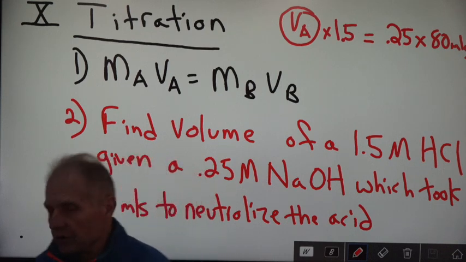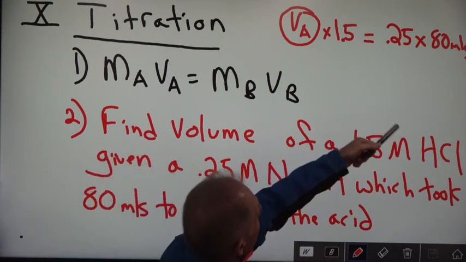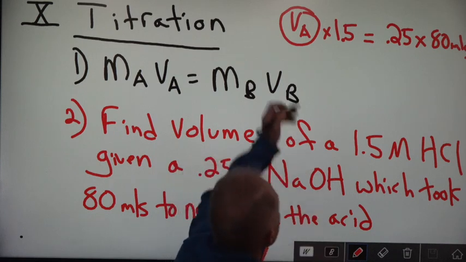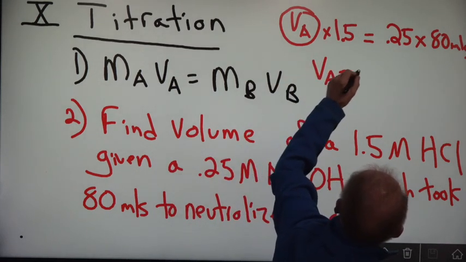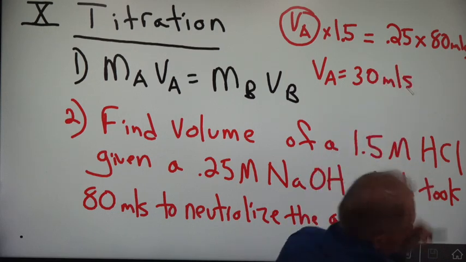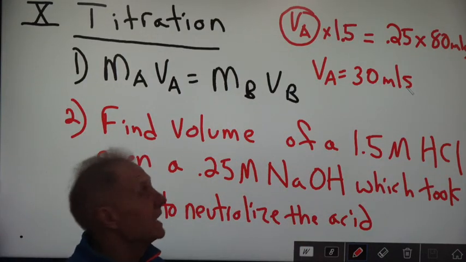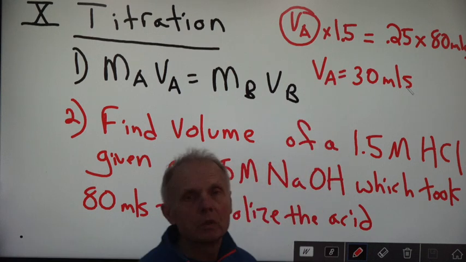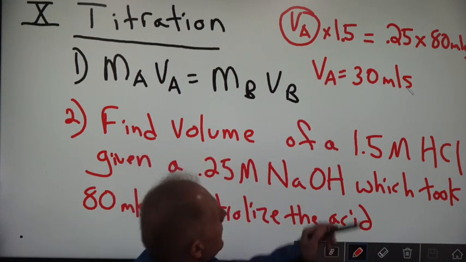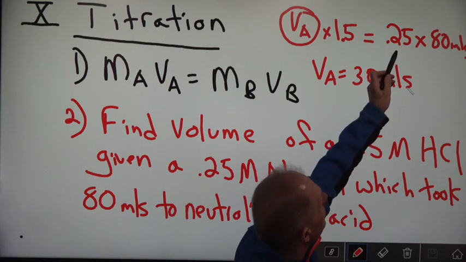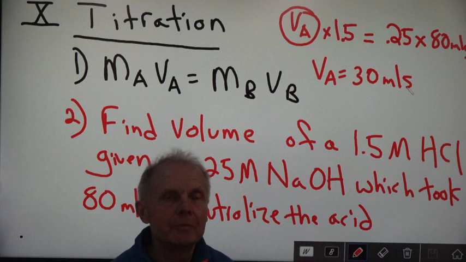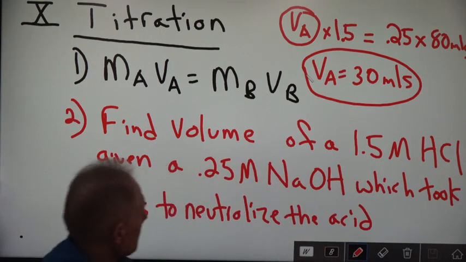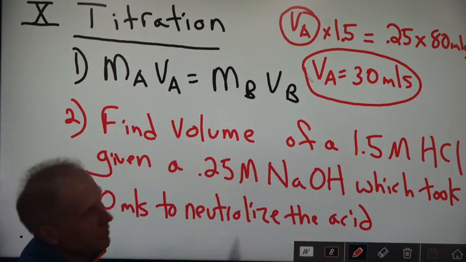Okay? So I think 0.25 of 80 is 20, divided by 1.5. So I think the volume of the acid is 30 mils. So what that means is it's going to take 30 mils of a 1.5 molar acid to exactly neutralize 0.25 moles of a base times 80 mils. Okay, so here's your answer. Now we're going to do a couple more, and I'll simplify these so they're a little bit easier.